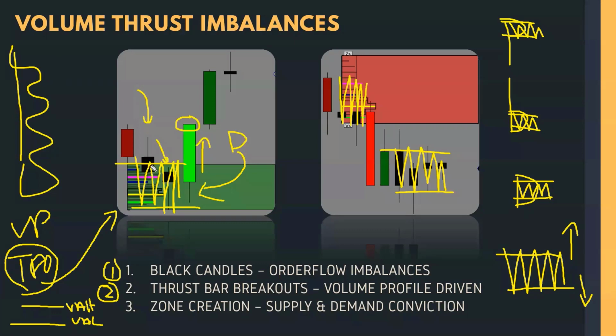Pretty important information, I think. And then at the close of these candles, we confirm the zone creation. So zone creation of supply and demand can only happen if we can actually prove a breakout from value. Interesting. So these are volume thrust imbalances created from TPO breakouts.